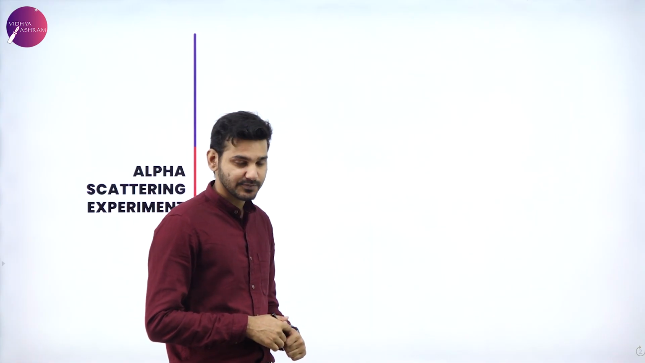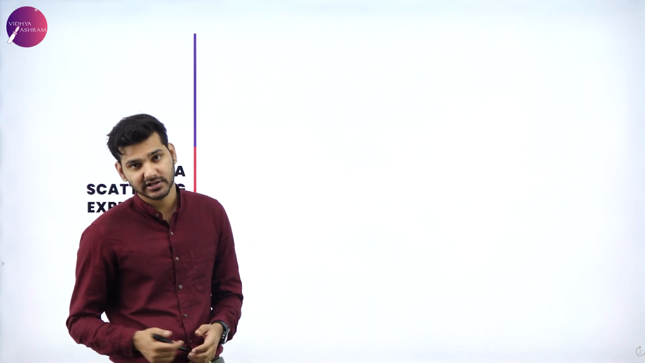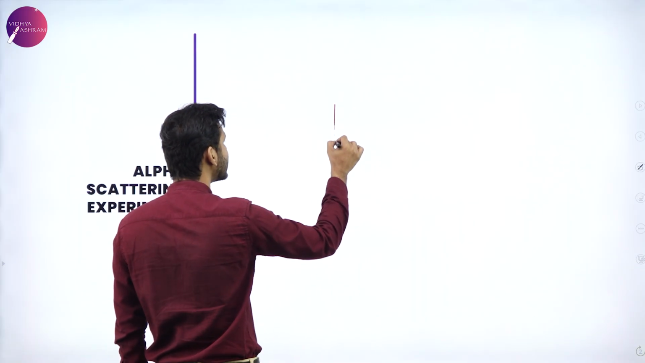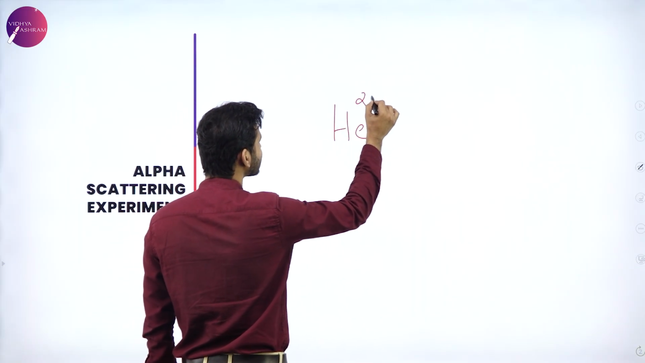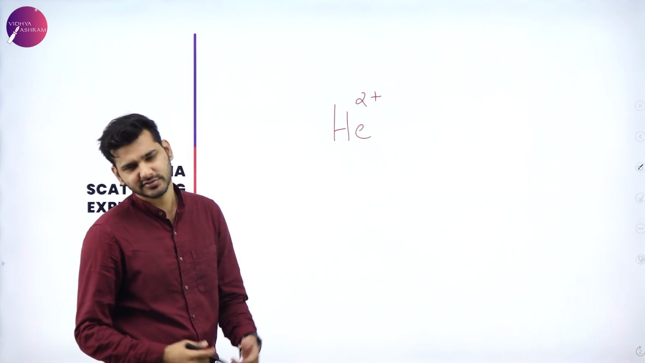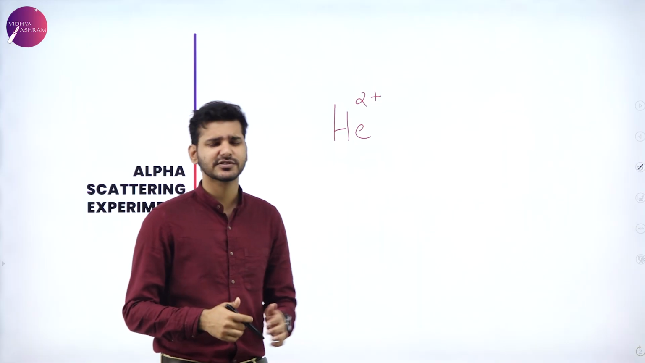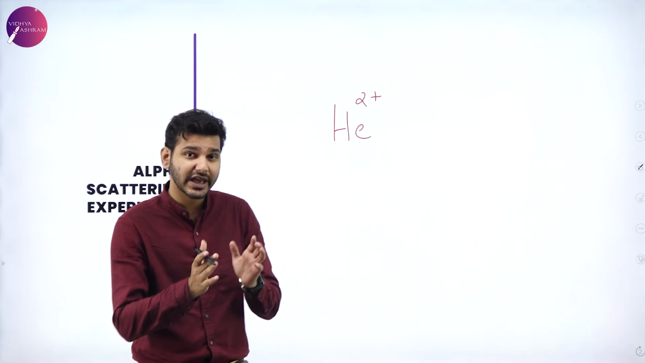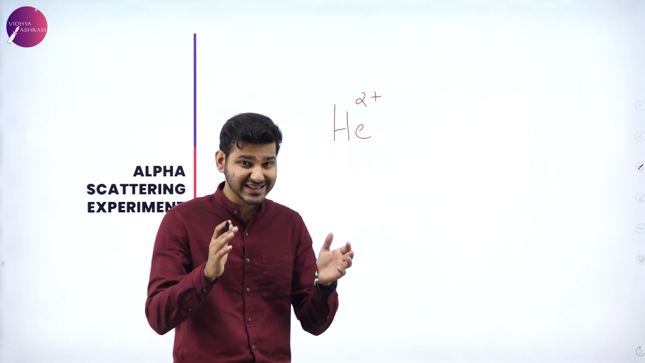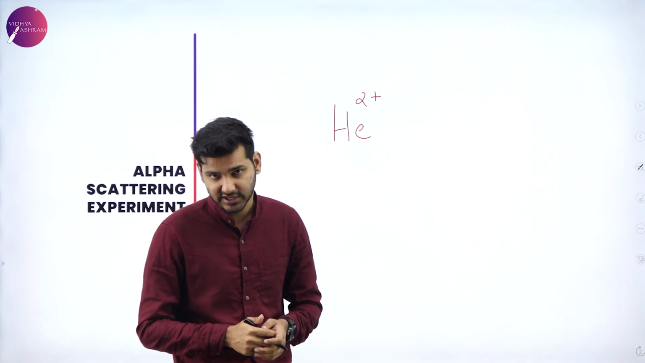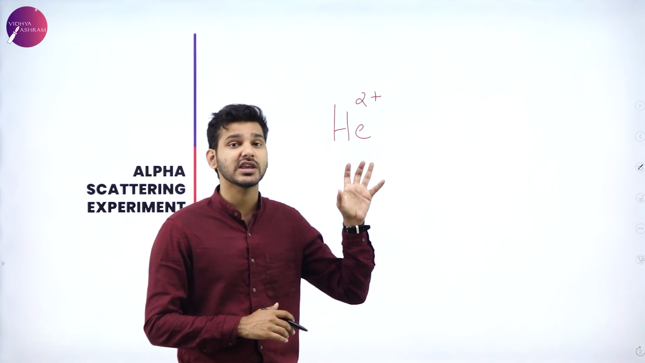So what is the alpha scattering experiment? What exactly is an alpha particle? An alpha particle can just be said to be a helium atom which has a 2 plus sign on top. So that is known as an alpha particle. Again, all this you know from your first PUC. We're just going to dive right into the topic, that is the experiment of alpha scattering. So how are alpha particles scattered?